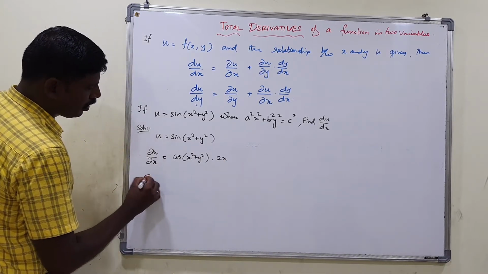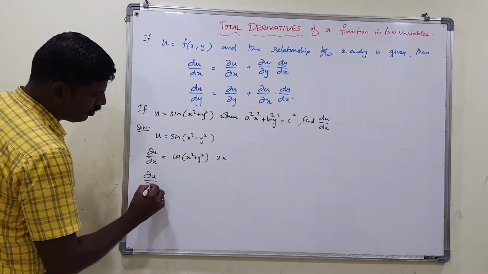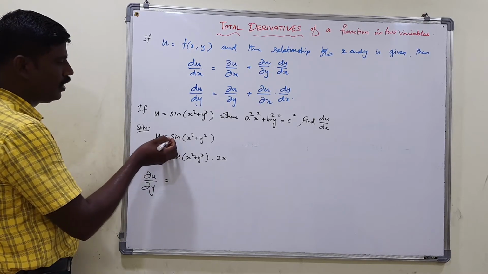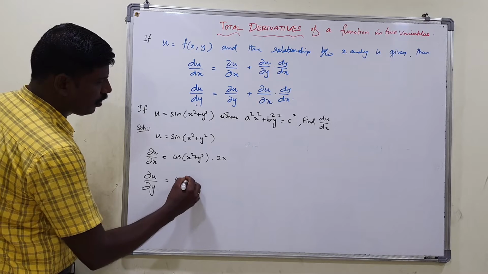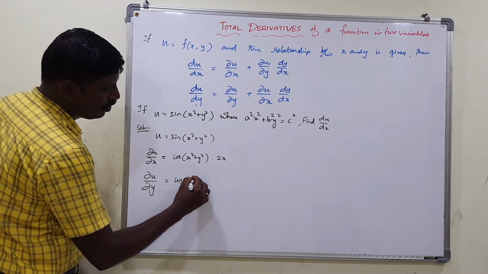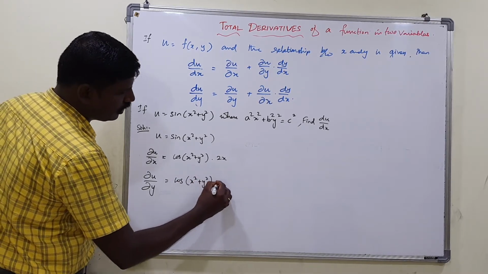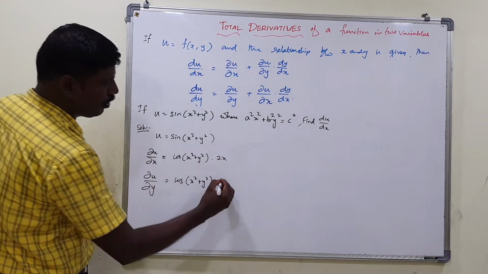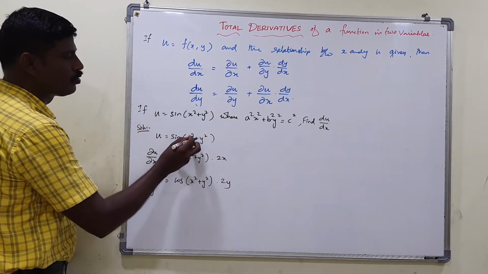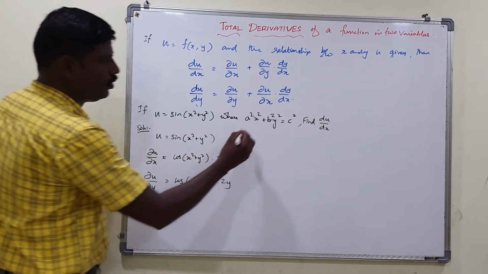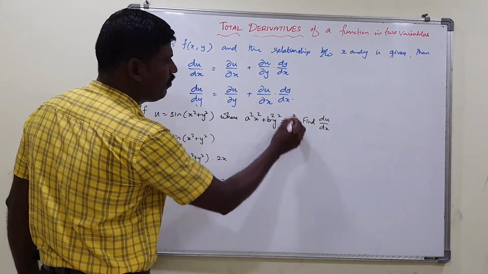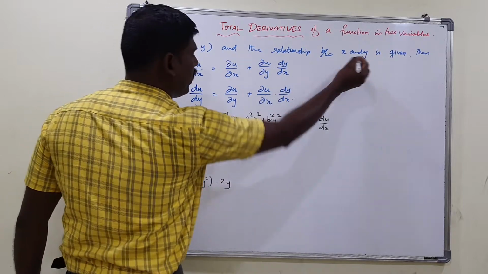That means, similarly, dou u by dou y. Again differentiate u with respect to y partially. So the same: cos of x square plus y square, and then the derivative of x square plus y square with respect to y becomes 2y. X square becomes 0, and y square becomes 2y. Now find out the value of dy by dx from the relationship between x and y.